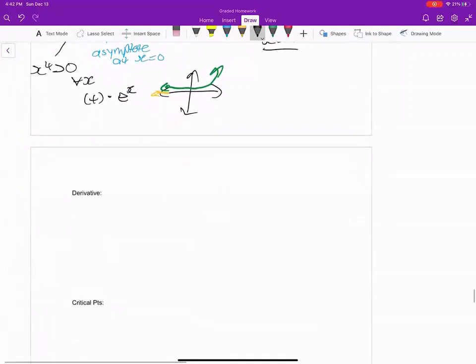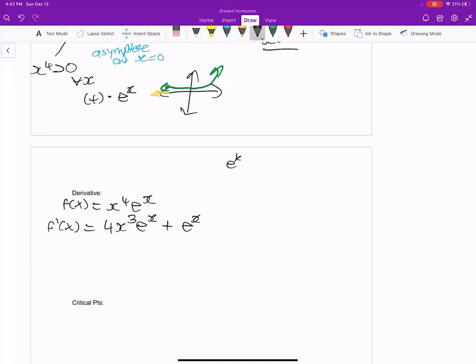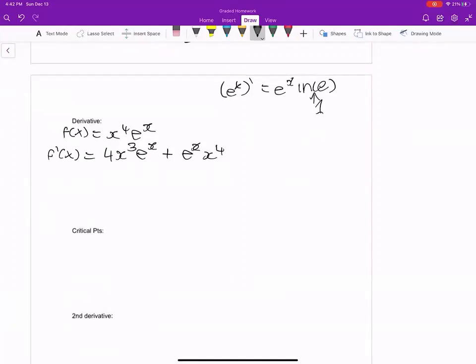So now let's calculate the derivative. f of x equals x to the 4 e to the x. Let's calculate f prime of x equals 4x cubed. We derive the first term, we write the second term, then derive the second term, which is still e to the x, because the derivative of e to the x is e to the x ln e, which is just 1. So we get 4x cubed e to the x, plus e to the x x to the 4. Now let's calculate the critical points.